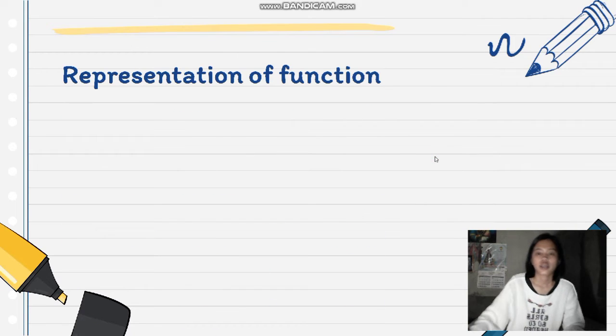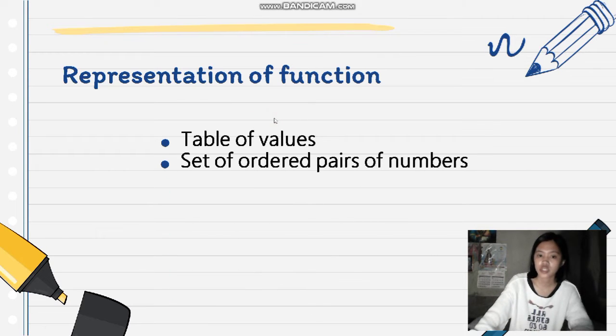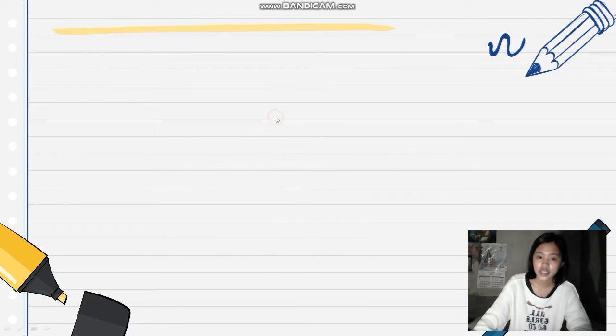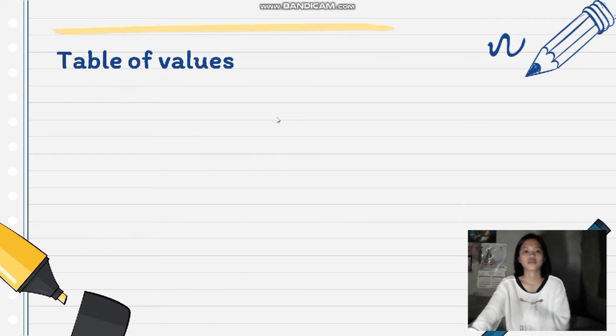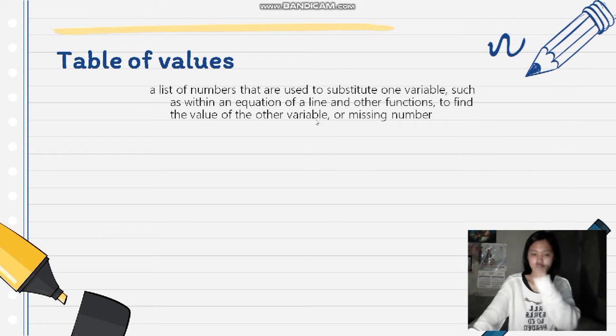Next, representation of function naman tayo. So, under none, we have table of values, set of ordered pairs of numbers. We have mapping, graphing, the vertical line test. So, we have table of values. Ang table of values is a list of numbers that are used to substitute one variable, such as within an equation of a line and other function, to find the value of the other variable or missing number.